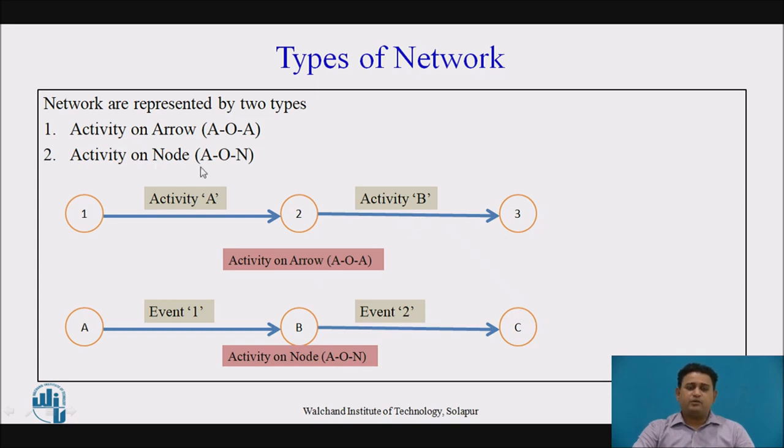Similarly, activity on node. In the second diagram, we are observing that the nodes are representing the activities. Yes, A, B, and C are the activities which are represented by the nodes. That's why it is known as activity on node, and events are represented by the arrows. Okay, these are the two types of network technique diagram.